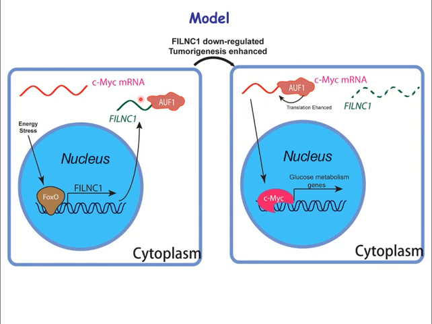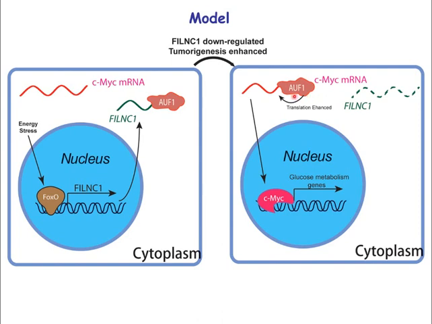Then in kidney tumors, FLINK1 is downregulated. So in those cases, the AUF1 protein is available to bind to c-MYC, right? Because it does not have this molecular sponge to sequester it and take it away. So now this AUF1 protein is available to interact with c-MYC to promote its translation.